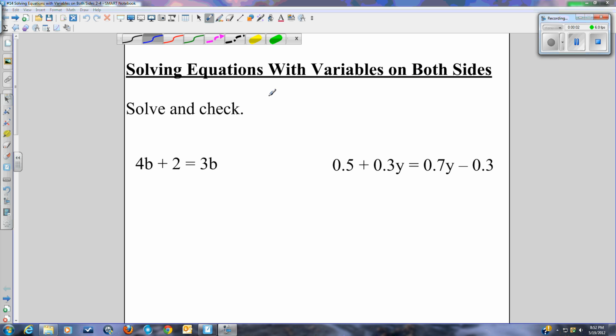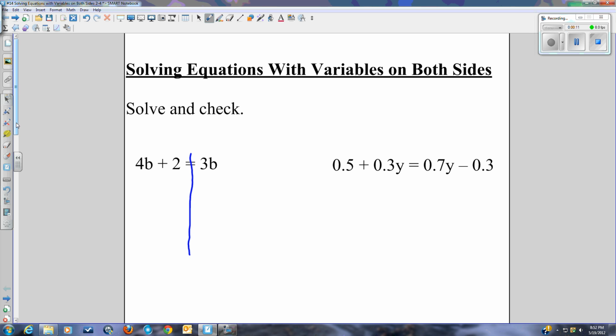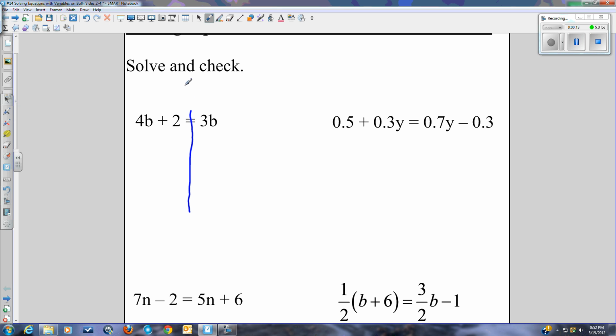In this video, we're going to be talking about solving equations with variables on both sides. So we're going to solve and check. I'm going to check the first one. I'll leave the rest of the checking to you. First thing we need to do is get all of the variables on the same side.